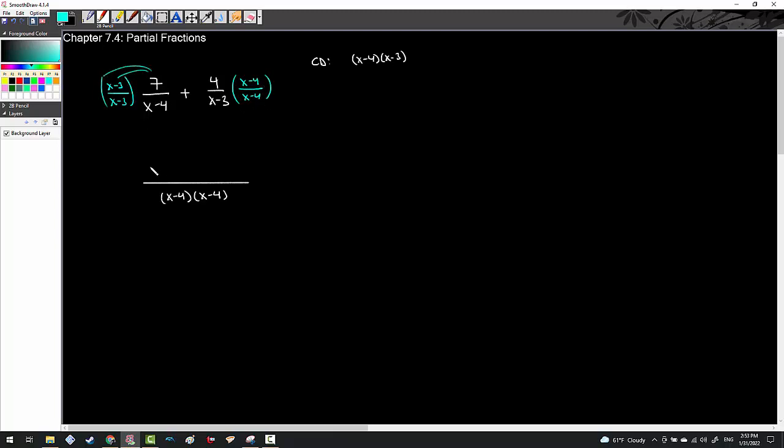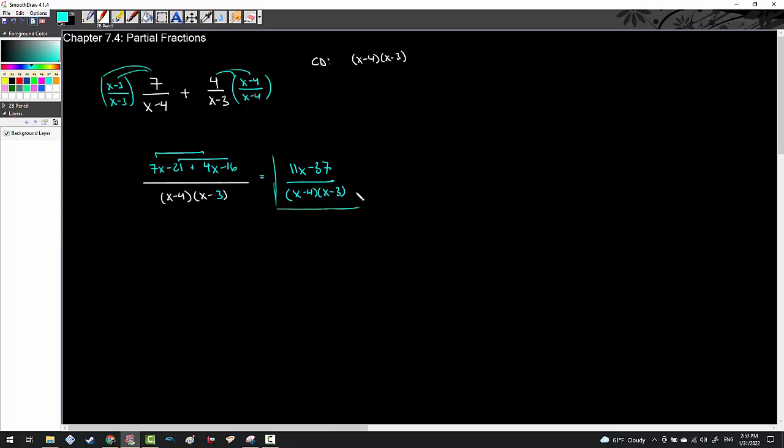I will distribute the top and get 7x minus 21 plus 4x minus 16. If I can combine like terms here, since I'm already over the same denominator, that's going to be 11x minus 37, and that's going to be all over the original common denominator, so x minus 4 times x minus 3. I apologize, I just realized I put an x minus 4 twice there. That should be a 3. Sorry about that. Okay, cool.